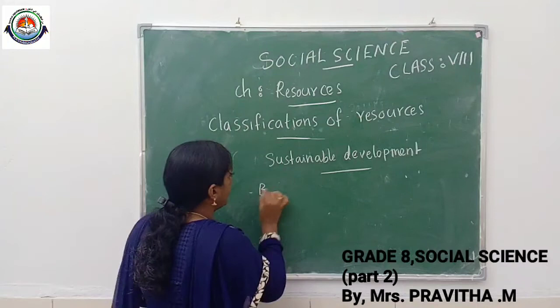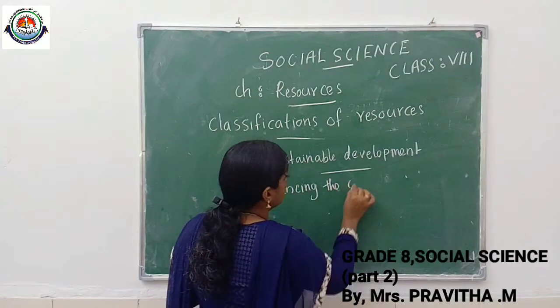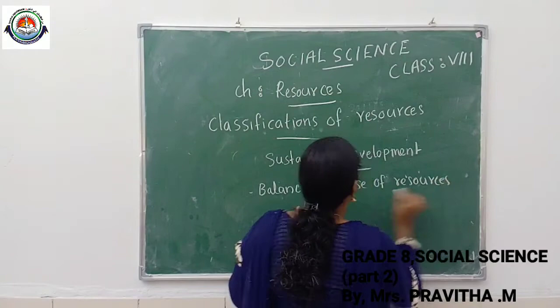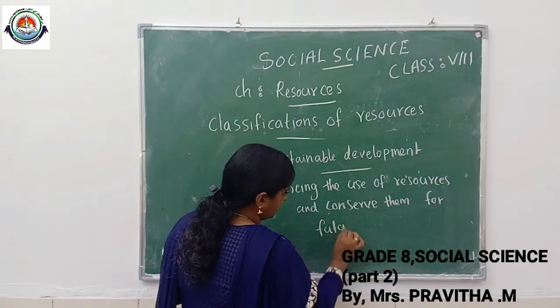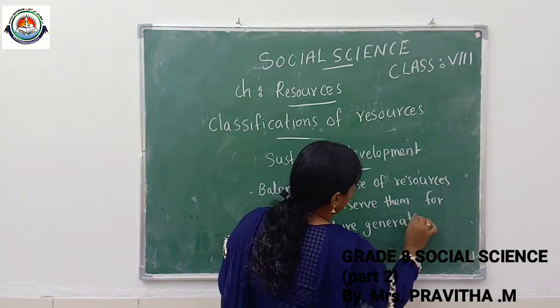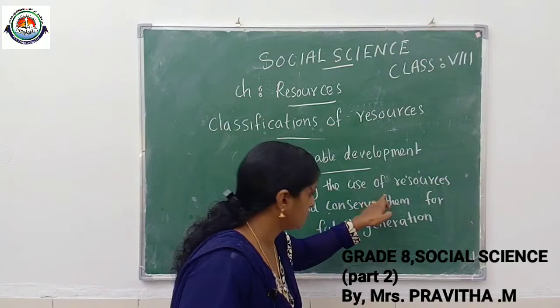Okay, balancing the use of resources and conserving them for future generations is known as sustainable development. Balancing the use of resources and conserving them for future generations is known as sustainable development.